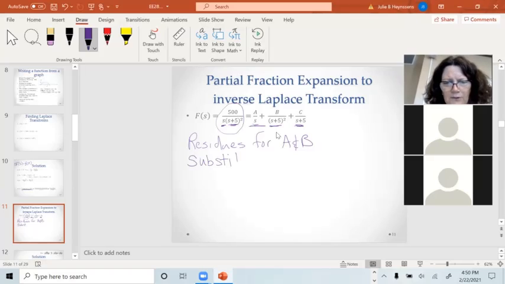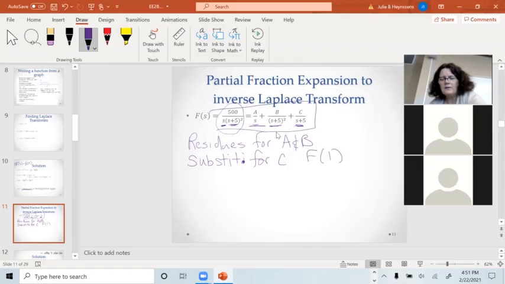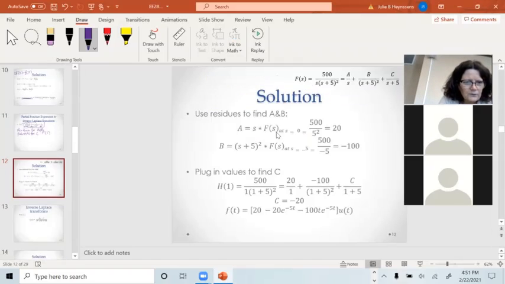In order to find C, I would just pick a value. I can't use 0 because 0 makes the denominator go to 0. So I just pick a value. I would find F of 1 on both sides of this equation. That's the easy way to do it. I don't even think I made you complete the square on this exam.